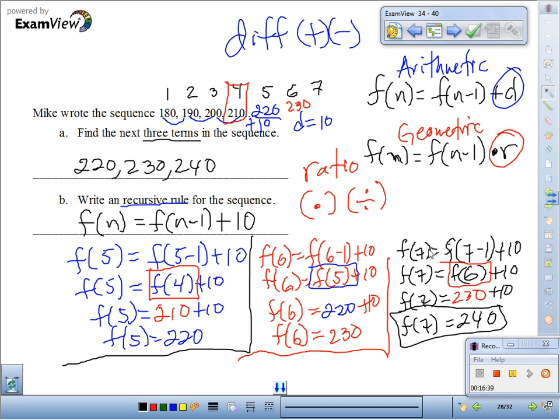Yeah. Okay. So every time, guys, we keep substituting. When we get to this part, we need to substitute what f of 4 is. What is f of 4? 210. What is f of 5? 220. And what is f of 6? 230. And that's how we get the following one. Okay? Let's go to number 33.